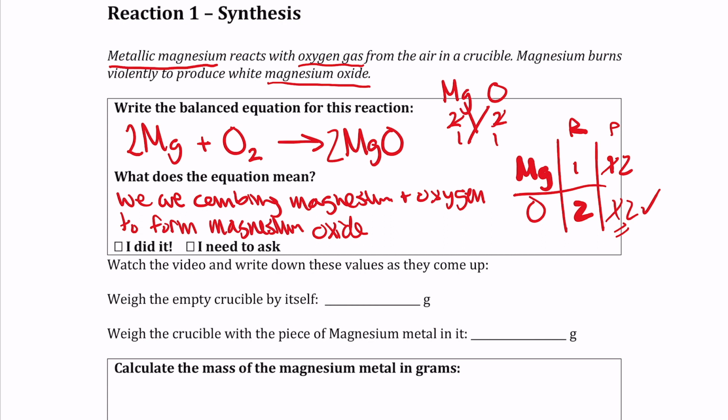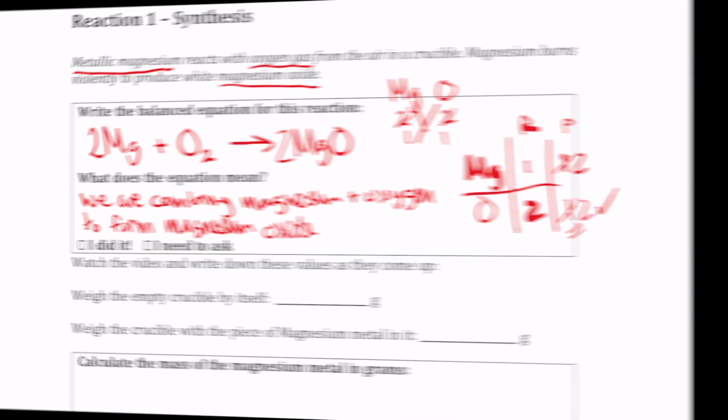We're putting those two things together. We're synthesizing magnesium oxide here by squishing those two elements together. And so that's what that equation means. When you look at that, you can hopefully clearly see that we're starting with two things. They're going together to make one thing here in the end, magnesium oxide.